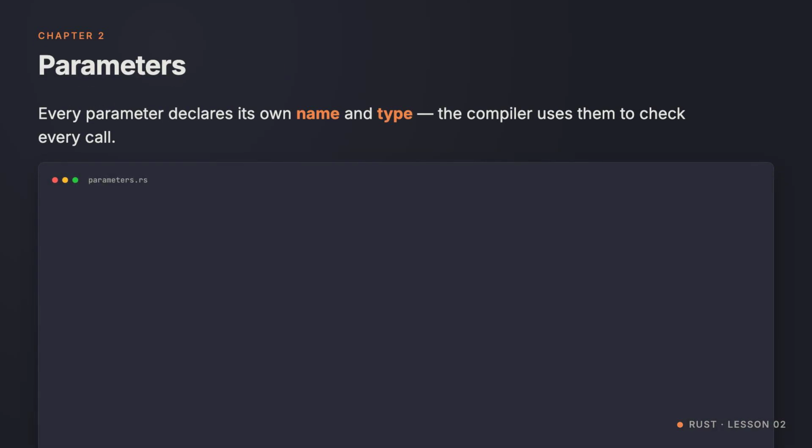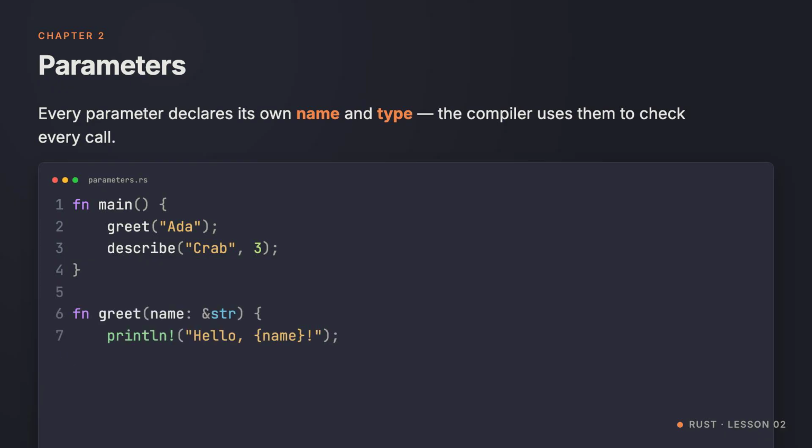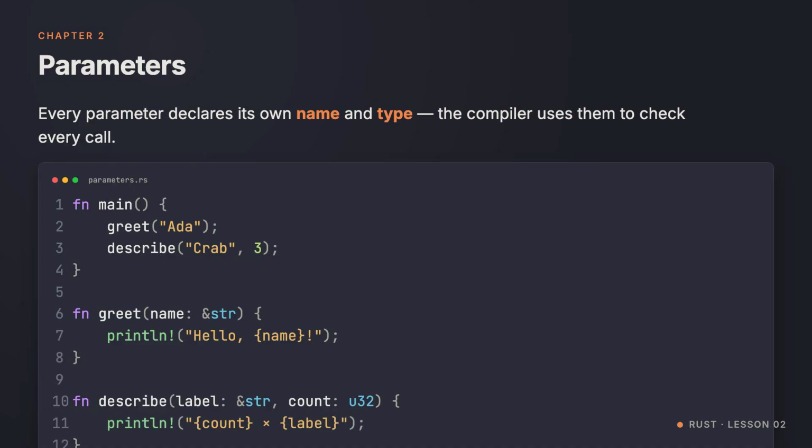Functions become truly useful when they accept inputs, called parameters. In Rust, you must declare the type of every parameter. This is a deliberate design choice. By requiring types in function signatures, the compiler can check your calls throughout the codebase without having to guess. You can have multiple parameters separated by commas, and each one gets its own name and its own type. Once inside the function, parameters behave just like local variables.